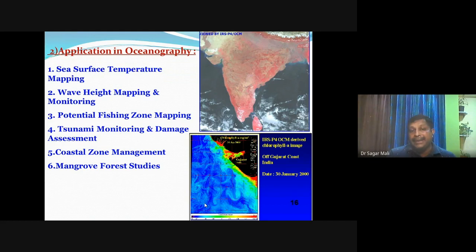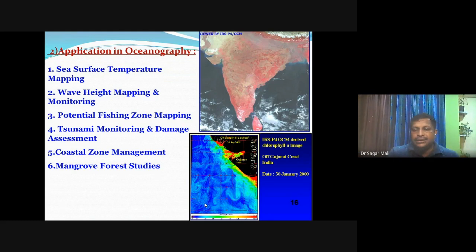Wave height mapping and monitoring, to monitor tsunami conditions. We continuously observe the wave height, right? Another is PFZ mapping, potential fishing zone mapping. NRSC, the National Remote Sensing Centre, prepared the potential fishing zone map of the entire Indian coast. What is the potential fishing zone? It is a map to find out the areas where a larger number of seafoods are available.